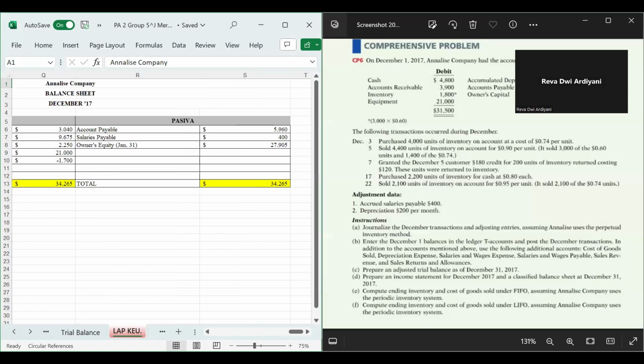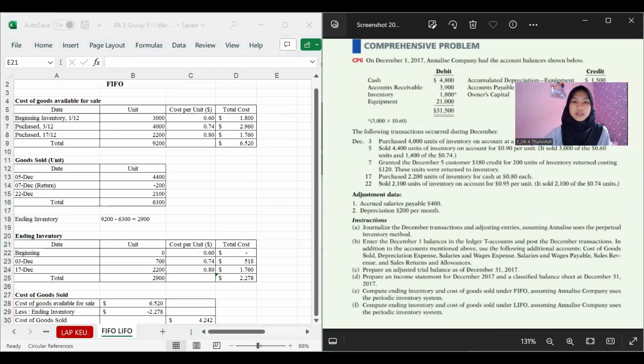So I'll return it to the moderator. Okay, thanks, Reva. The next questions will be answered by me. The question is, compute ending inventory and cost of goods sold under FIFO, assuming the analyzed company used the periodic inventory system. FIFO means first in, first out, or the first item that comes in is the item that will be sold first.